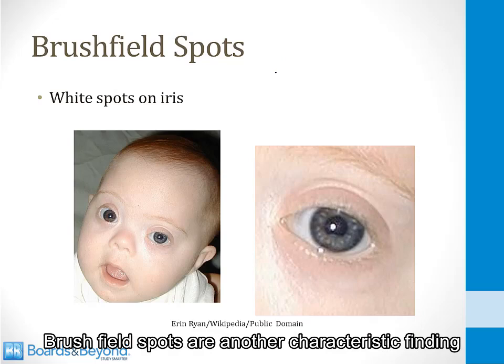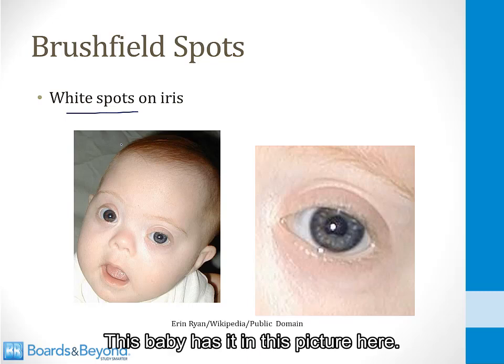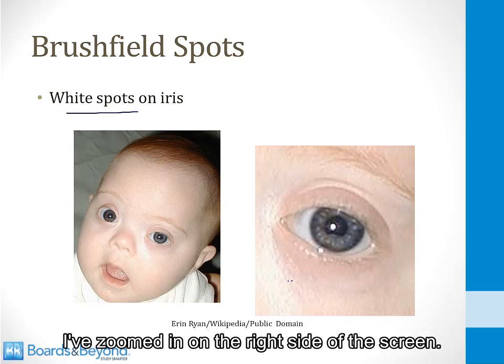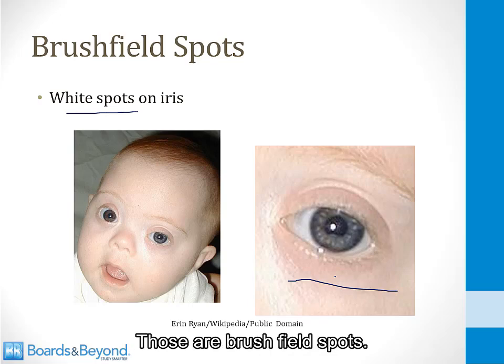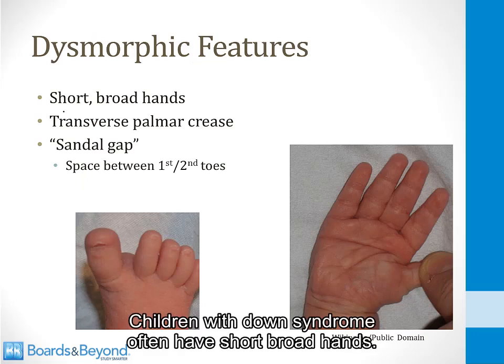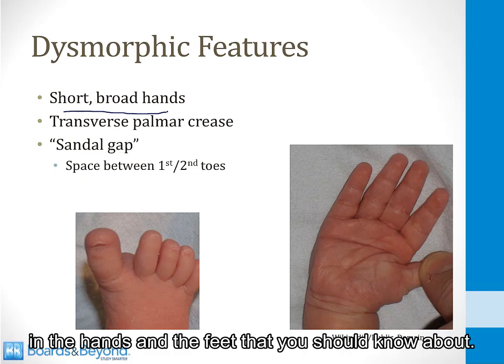Brushfield spots are another characteristic finding of the eyes in Down syndrome. These are white spots on the iris. This baby has it in this picture here. I've zoomed in on the right side of the screen so you can see the white spots on the iris. Those are Brushfield spots. Children with Down syndrome often have short, broad hands, and then there are 2 classic findings in the hands and the feet that you should know about.